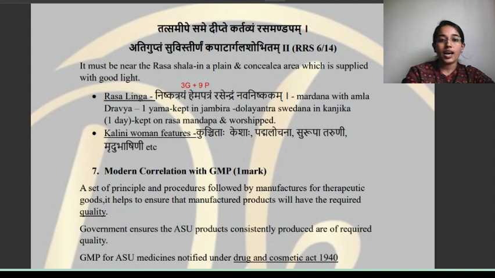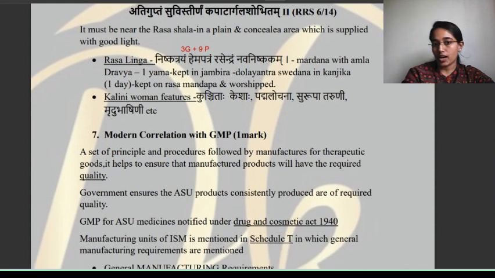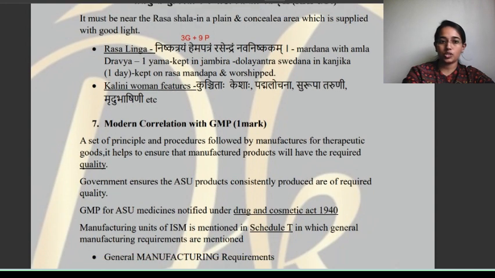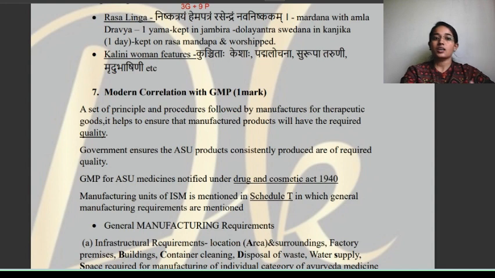Okay, and then Kalini woman features is also mentioned by Acharya. The features of a woman who should be present in Kalni woman, such features are mentioned in the context of Rasashala. So you can mention those features, and then at last, as last point, you can give the relevance of this Rasashala in the present era. That is the modern correlation with GMP. The Rasashala can be compared with the good manufacturing. GMP means good manufacturing practices in the present world or in the modern era.